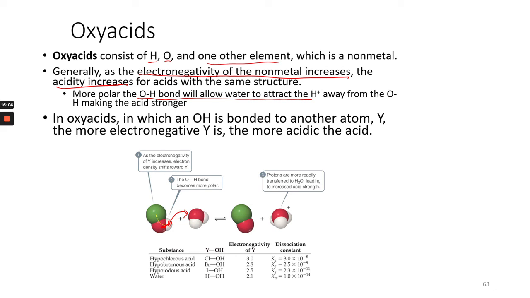In oxyacids, in which the OH bond is attached to another atom Y, this will be our Y here, the more electronegative Y is, the more acidic the acid, because the more polar this is, the easier it is to take this hydrogen and donate it.